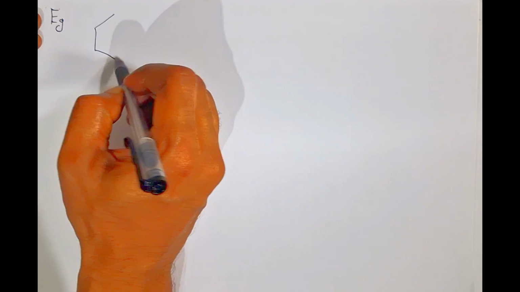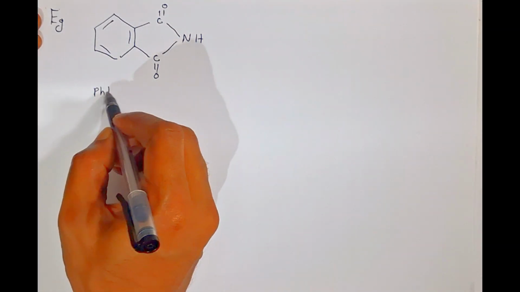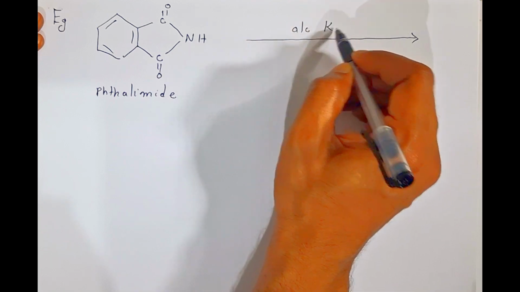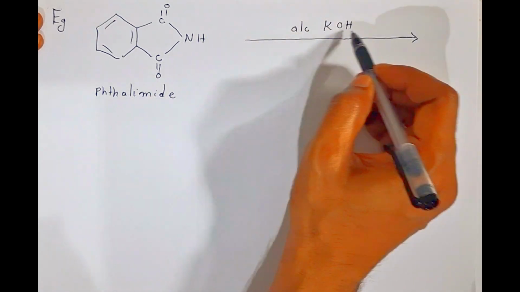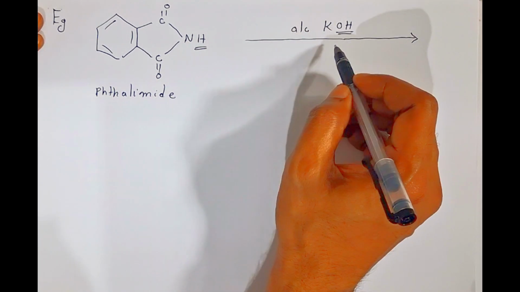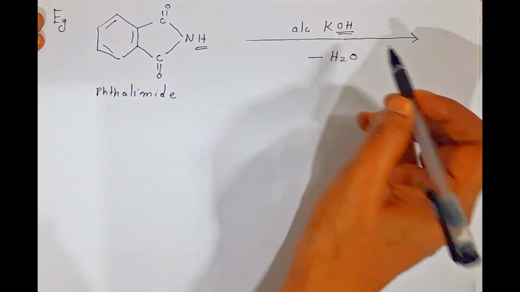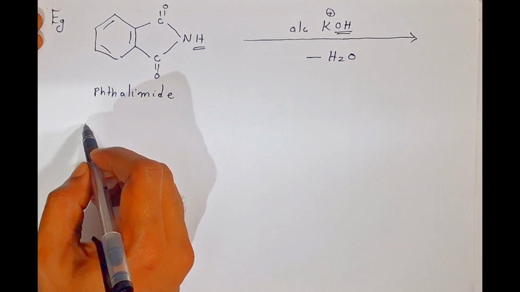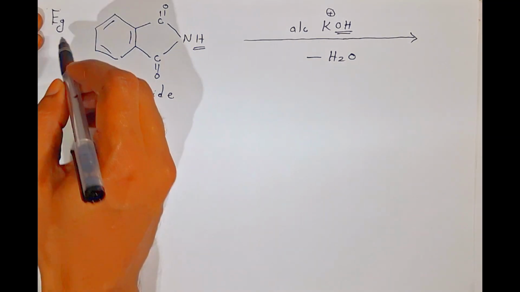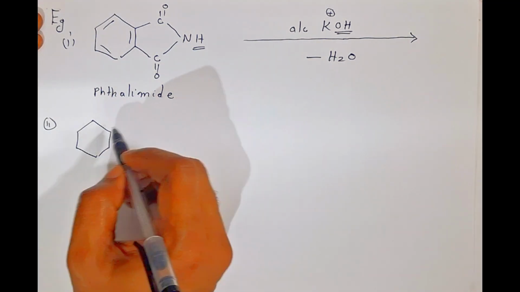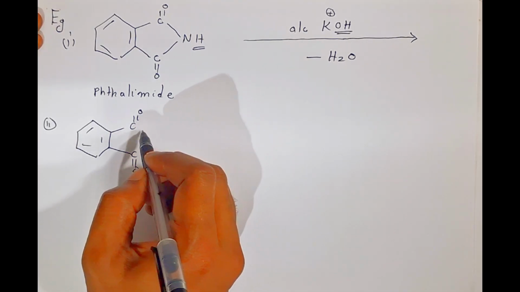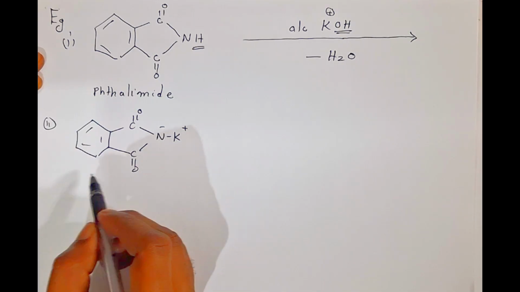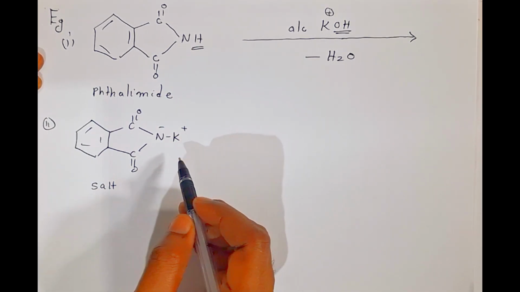Example students, phthalimide reacts with alcoholic KOH. So what happens students? The OH of this KOH combines with hydrogen of this phthalimide and removes water molecules. Now this K is positive charge, and it combines with the nitrogen. This is the first reaction, and this is the second. There is a formation of the salt, potassium salt of phthalimide students.